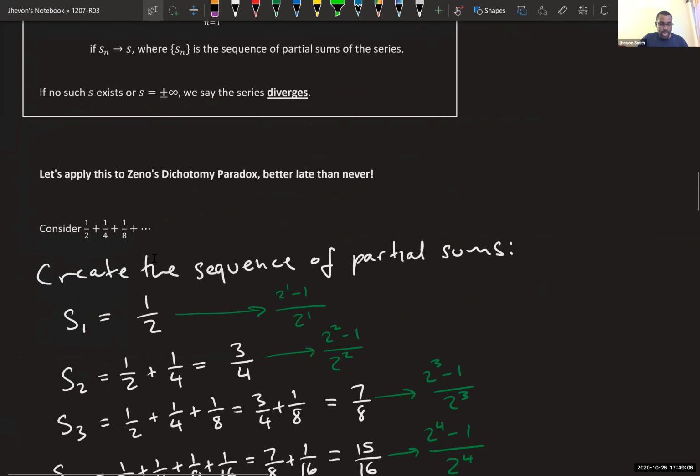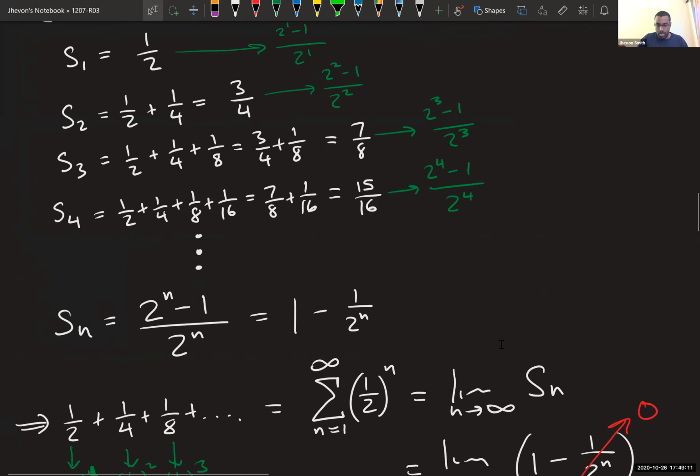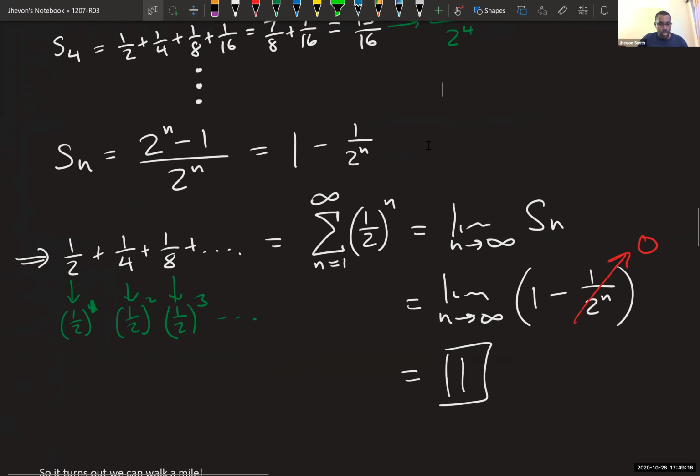We did an example of that where we had this infinite sum. We constructed a sequence of partial sums. We took its limit. And so for us, it meant that the series converged to 1.